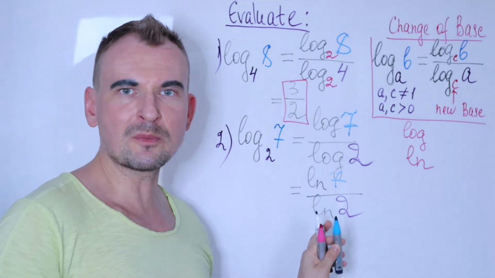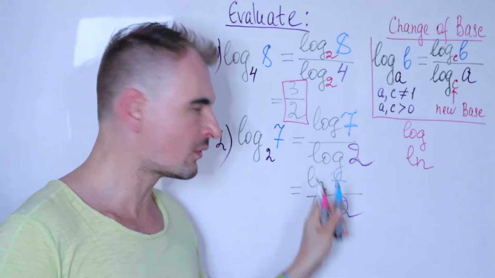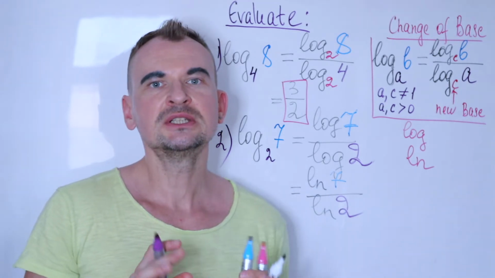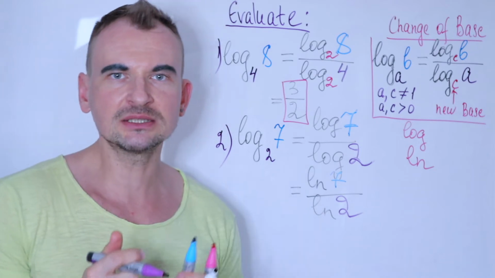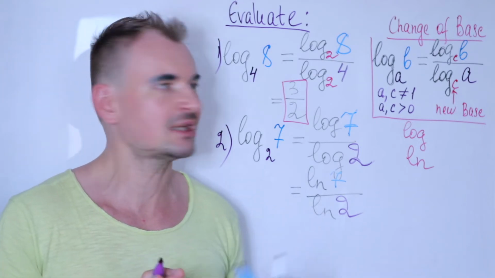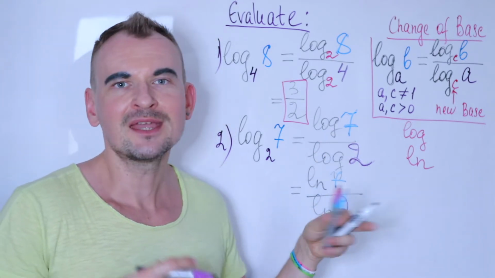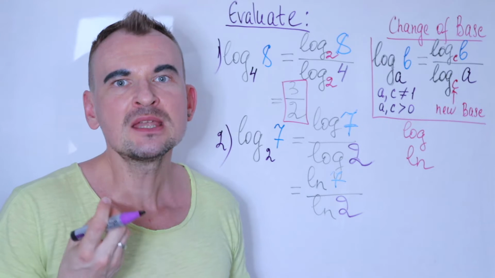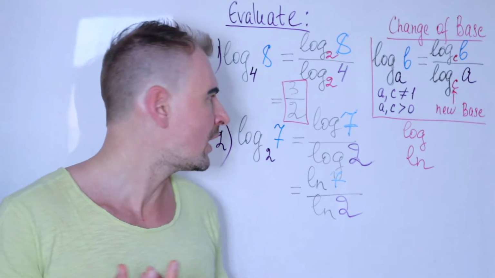And you could also punch these two natural logs into your calculator. You could plug it in, and whatever decimal you get, it has to be the same number. It would be the answer for that logarithm.